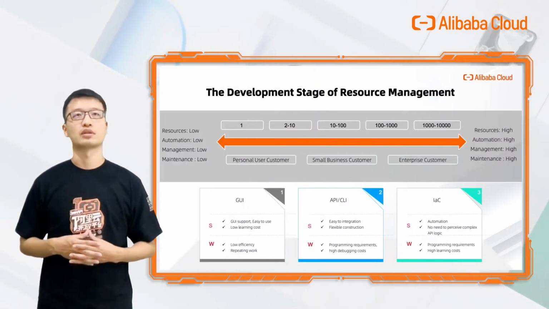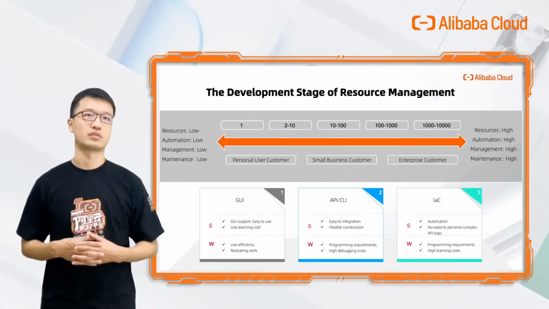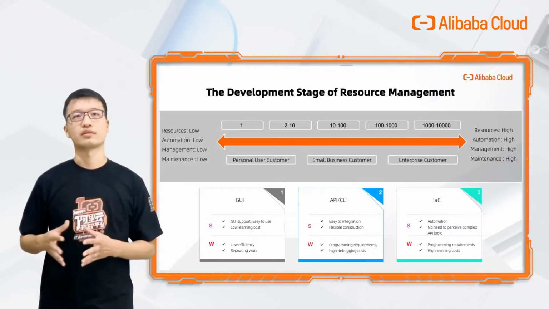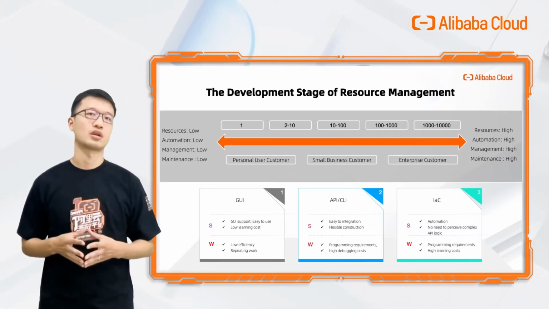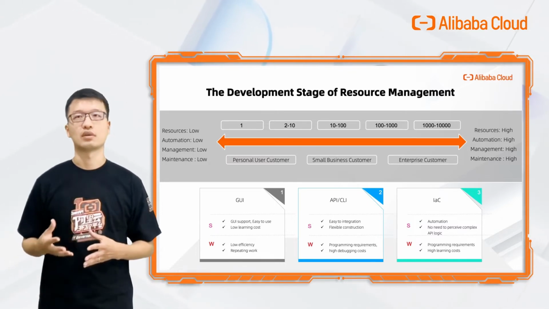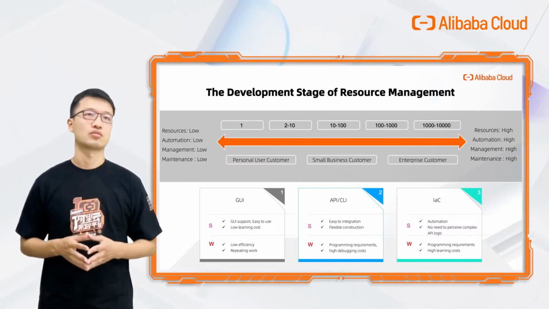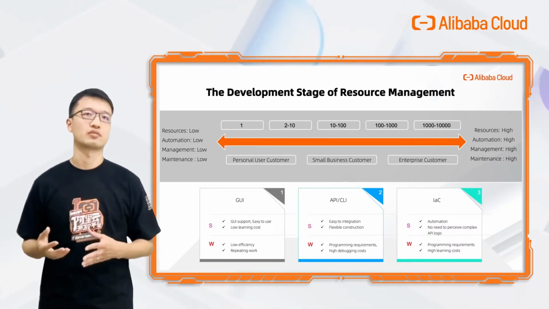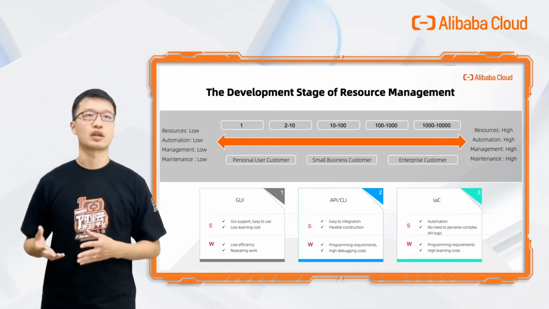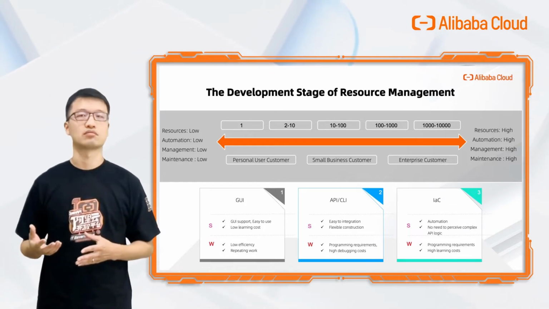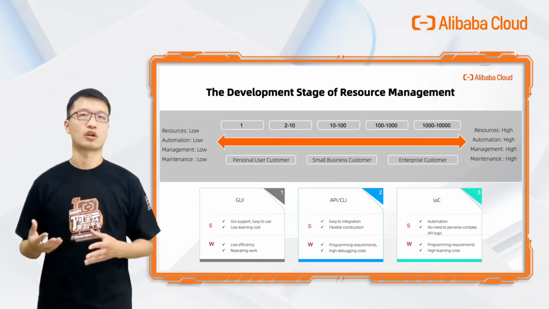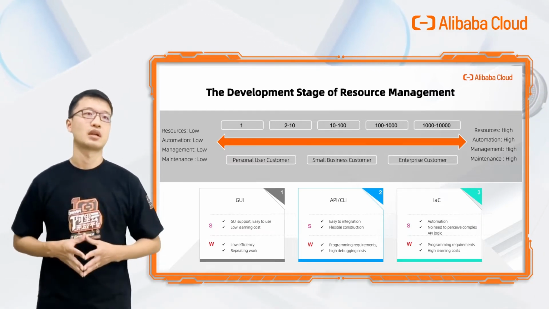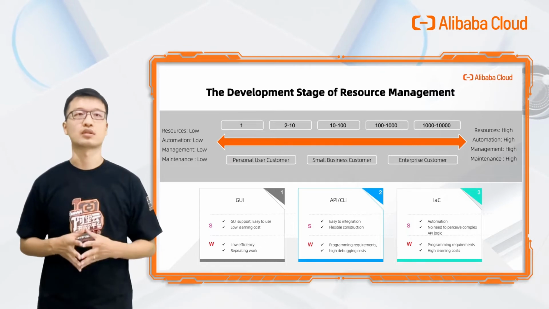Then we mention the development stage of resource management. We separate customers into three different types: personal users, small business customers, and enterprise customers. This really relies on the number of resources they manage in daily work. The big challenges are the resources they manage, the automation requirements they have, the management levels they are missing, and maintenance requirements in their daily work.